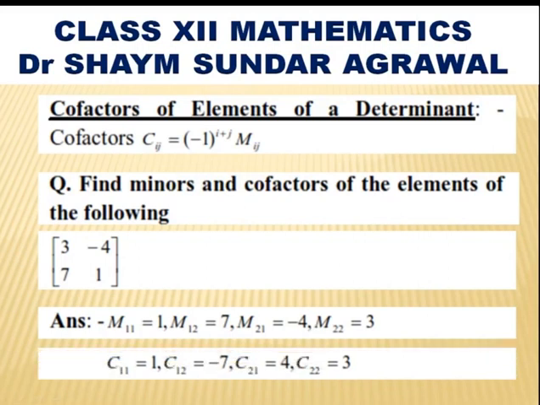Now Cij is minus 1 to the power i plus j into Mij. So C11 is minus 1 to the power 1 plus 1 into M11, so 1 into 1 is 1. C12 is minus 1 to the power 1 plus 2 into M12, is minus 1 into 7, which is minus 7. C21 is minus 1 to the power 2 plus 1 into M21, so minus 1 into minus 4 is 4. C22 is equal to minus 1 to the power 2 plus 2 into M22, is 1 into 3, which is 3. So it's a very simple one.